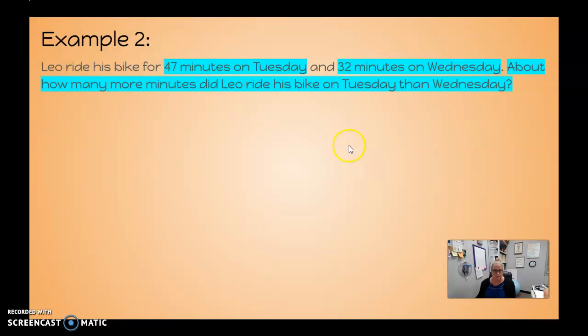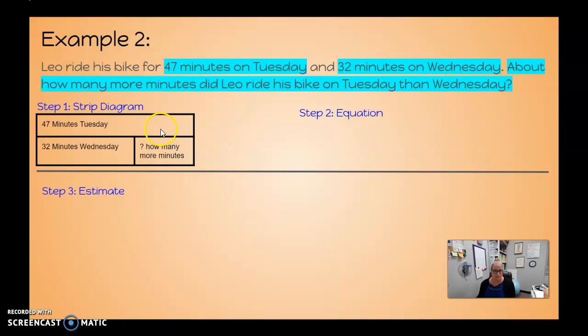Well, this problem is an interesting one because I'm comparing Tuesday and Wednesday. So I'm going to see what the difference between Tuesday and Wednesday is. And remember that word about means that I'm going to estimate. So the first thing I'm going to do with my problem solving process is I'm actually going to draw my strip diagram. So here's what that would look like.